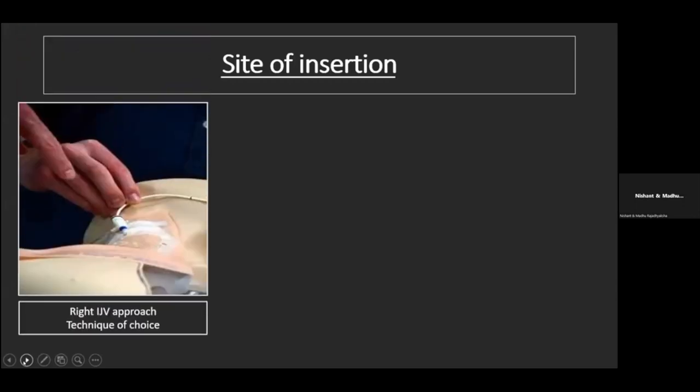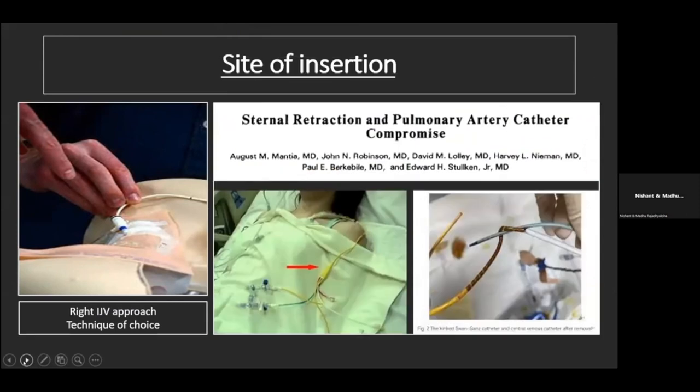The right IJV approach remains the technique of choice because of the direct path between the vessel and the right atrium. However, clinicians have tried out subclavian approach, but during sternotomy, around 44% of the catheters were kinked, rendering them permanently non-functional.